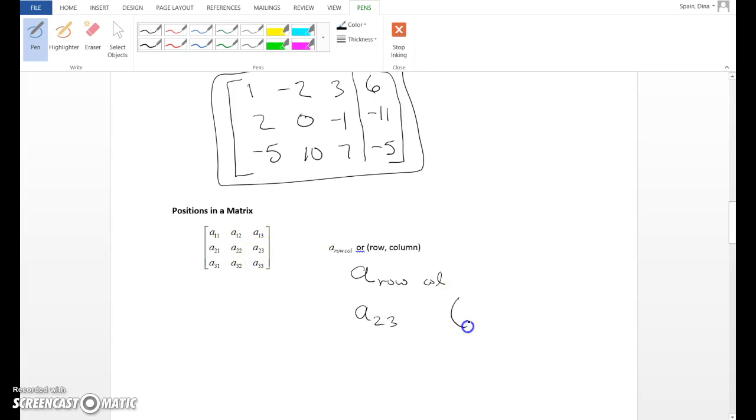Or it can also be written like this: 2, 3. It looks like an ordered pair. Actually write it like an ordered pair. But this is the position, the row, and then the column. Instead of using this notation, A23, the ordered pair 2, 3 can also be used to represent the number in that position. We'll do an example of this in the next video.